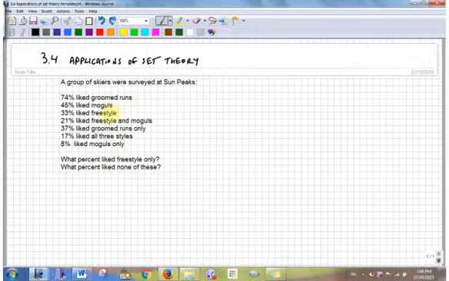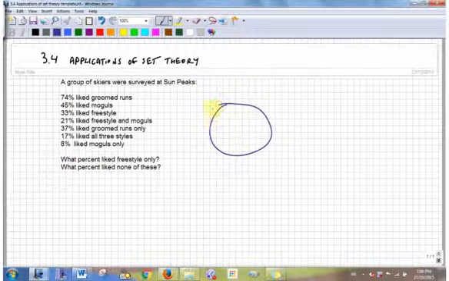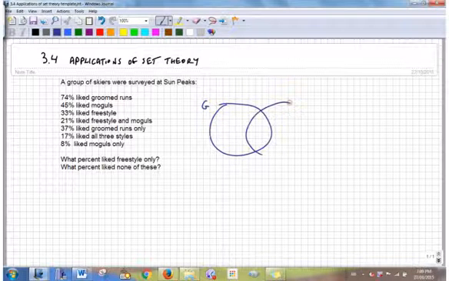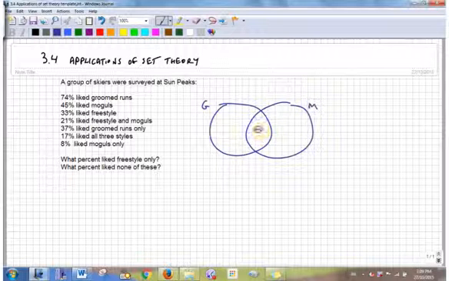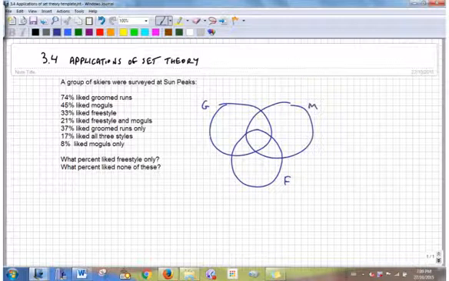They didn't like groomed, moguls, or freestyle. They liked something else. Let's call it cross country, which isn't in my three groups. Okay, so there's three groups. Let's do our diagram. I'll let that one be G for groomed. I will call this one M for moguls, and nice big overlaps, F for freestyle. Okay, let's start with that.